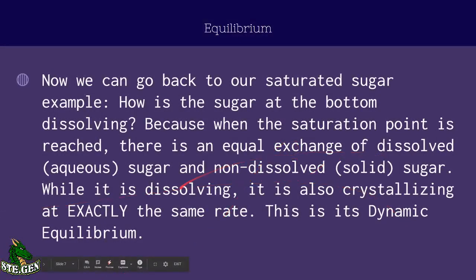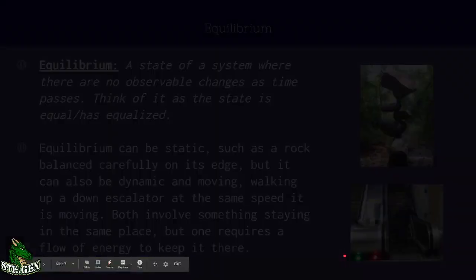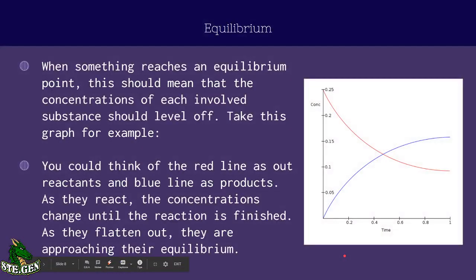So that equal exchange of aqueous sugar to non-dissolved solid sugar is exactly the same rate. It's happening at the same speed, so that is a dynamic equilibrium. It is an equilibrium that is not staying completely still. Now, when something reaches that equilibrium point, that should mean that the concentrations of whatever you're dealing with level off. So we've got a graph over here. You can think of the red line as the reactants because you start with a whole bunch of it, and the blue line as the products because you start with a lot less of it.